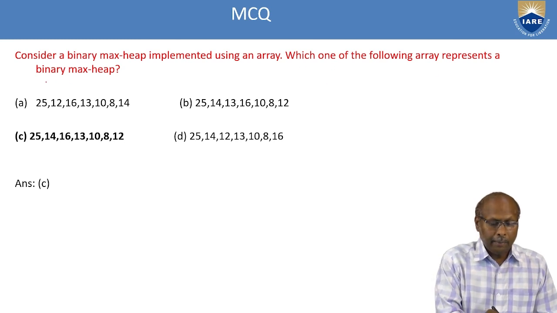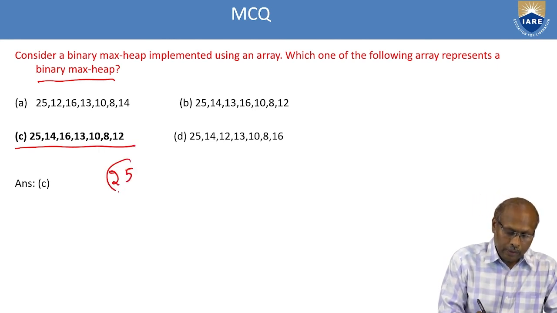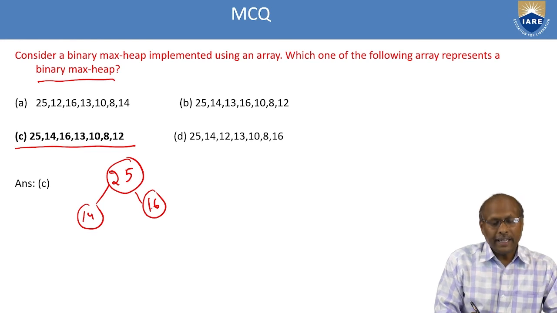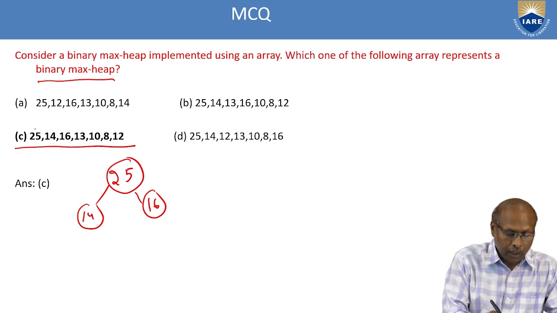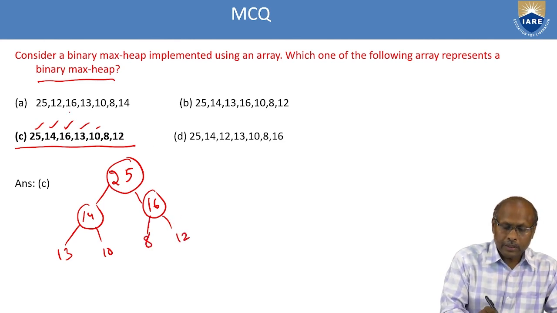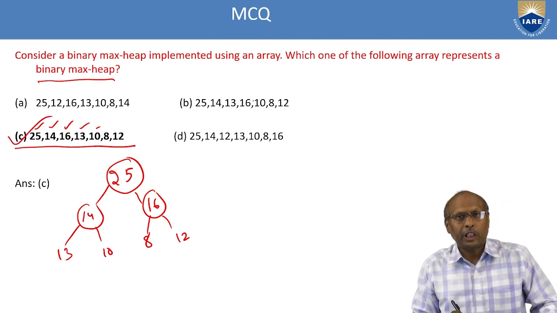Consider the binary max heap implemented using an array. Which of the following is a binary max heap? If you observe here, C is the binary max heap, because 25 is my root, 14 left child and 16 right child. Because it is a complete binary tree, it will fill left to right. 25 over 14, 16. Then 13 is left, then 10 is right. Then 8, and 12 is this. So it follows the max-heap property. So the answer is C, whereas the remaining three options are not satisfying this property.